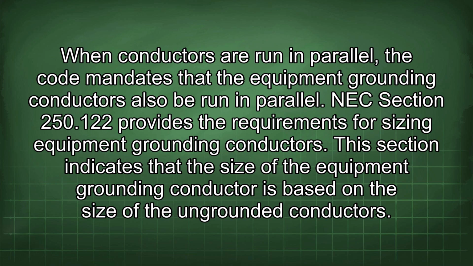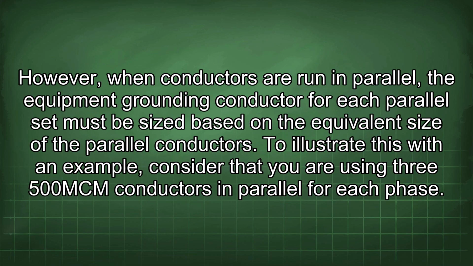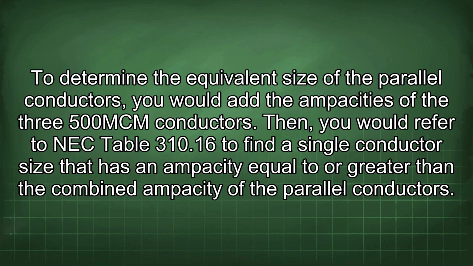This section indicates that the size of the equipment grounding conductor is based on the size of the ungrounded conductors. However, when conductors are run in parallel, the equipment grounding conductor for each parallel set must be sized based on the equivalent size of the parallel conductors. To illustrate this with an example, consider that you are using three 500 mcm conductors in parallel for each phase. To determine the equivalent size of the parallel conductors, you would add the ampacities of the three 500 mcm conductors. Then, you would refer to NEC table 310.16 to find a single conductor size that has an ampacity equal to or greater than the combined ampacity of the parallel conductors.